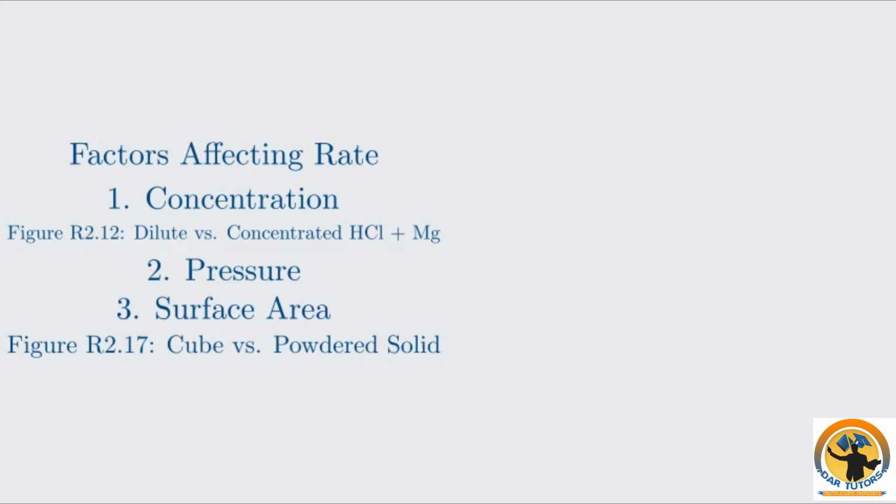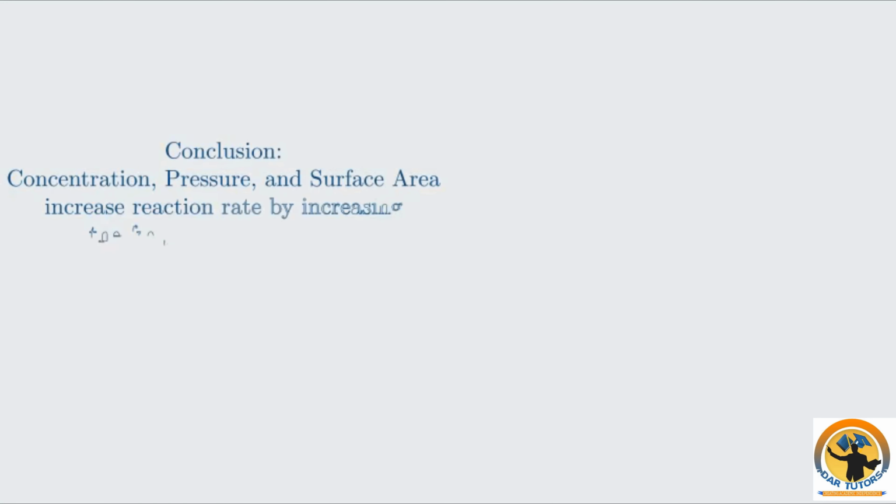In essence, these factors, concentration, pressure, and surface area, all work by increasing the frequency of collisions, thereby speeding up the reaction. We have now explained how these factors influence reaction rate. Now let's examine the final and often most powerful factor, temperature. Its effect is more complex and requires a new analytical tool.